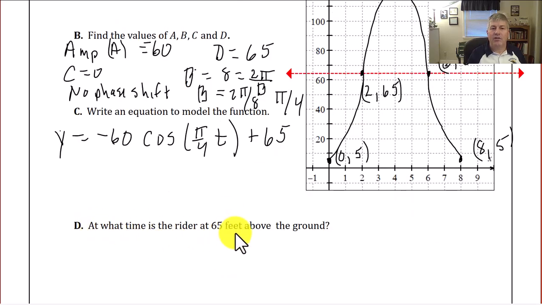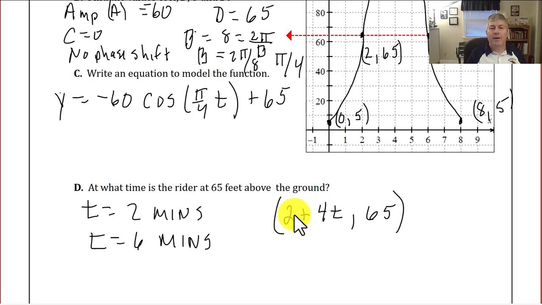And in question D, at what time is the rider 65 feet above the ground? Well, the rider's 65 feet above the ground at 2 minutes and 6 minutes, and will be there every 4 minutes thereafter, as long as they're still on the ride. So at 2 minutes and 6 minutes, or at 2 plus 4n. That probably shouldn't be a t. It probably should be like 4n.